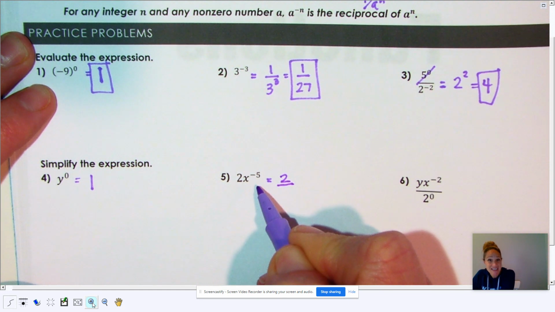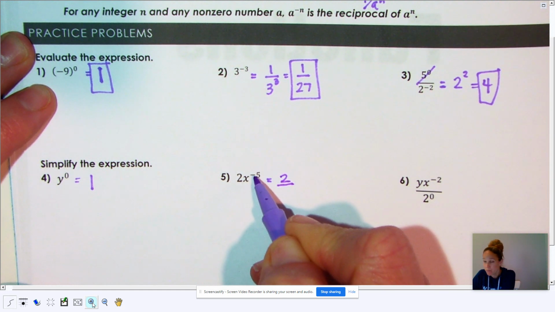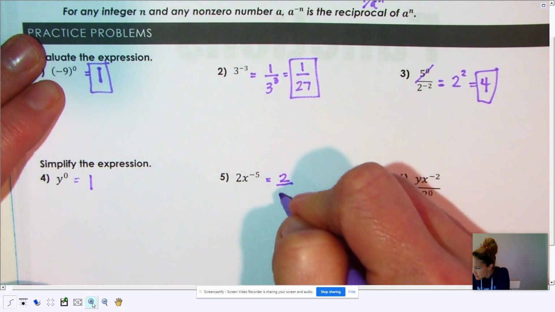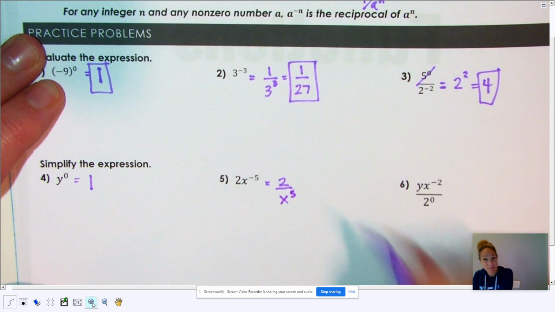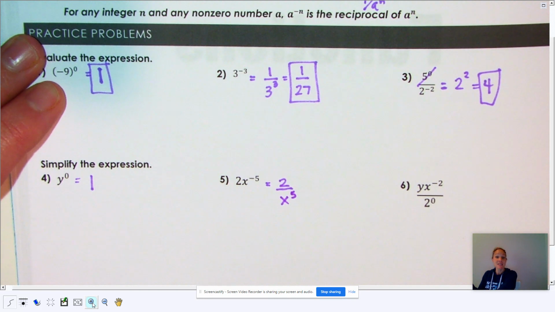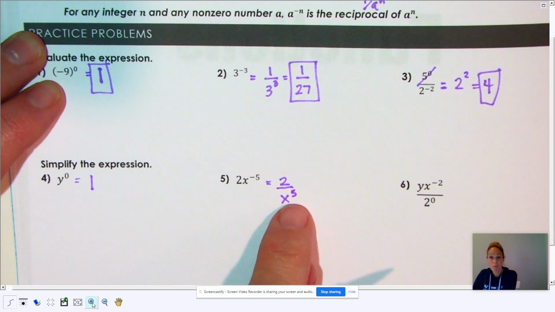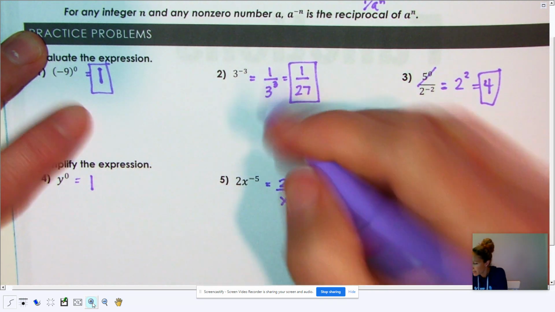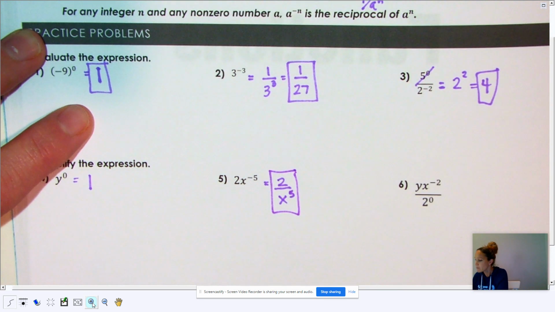The x is unhappy in the top. It's negative. So we're going to move it to the bottom where it's now super happy and positive. So x to the 5th. Since I don't know what x is, I can't actually do x times x times x times x times x, however many, that's 5. I can't do that. So we just leave it x to the 5th, but we make sure that we write it with positive exponents. We always want to move it, make it happy. Okay, so we're going to leave it like that.